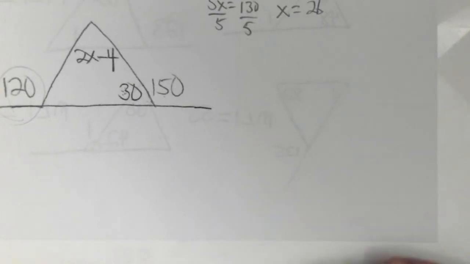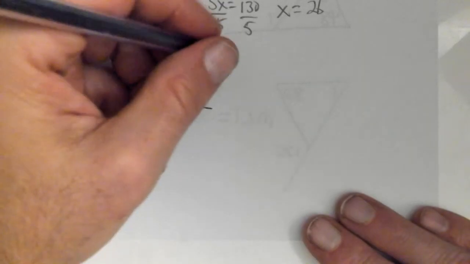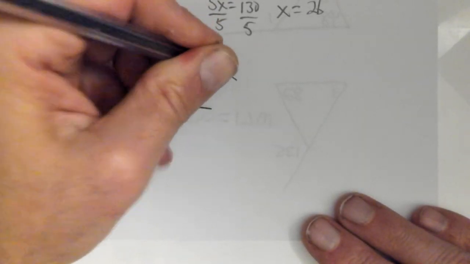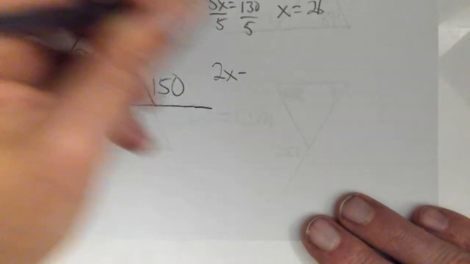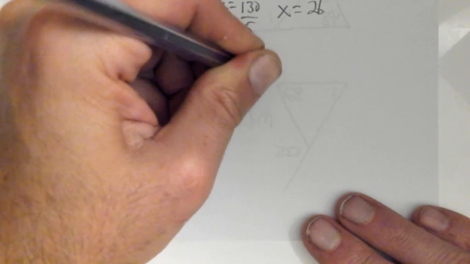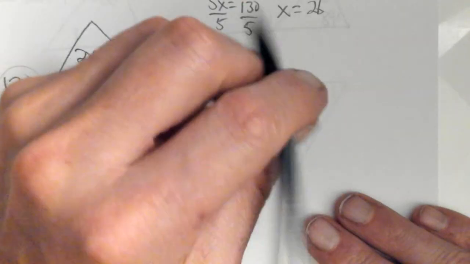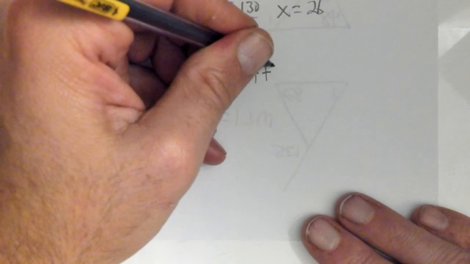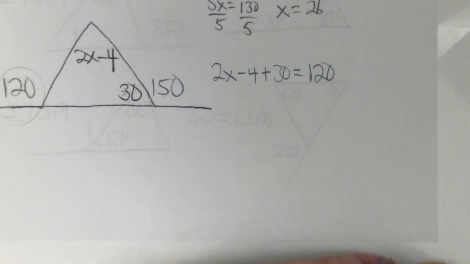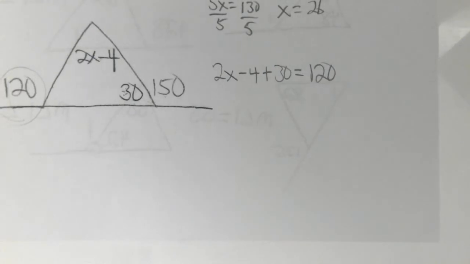And of course now I can add those two remote interiors together. 2x minus 4 plus 30 equals 120. Alright, and once again I write that equation from the theorem that we had looked at the beginning, right? Exterior angle theorem.